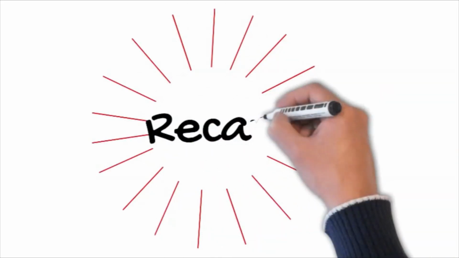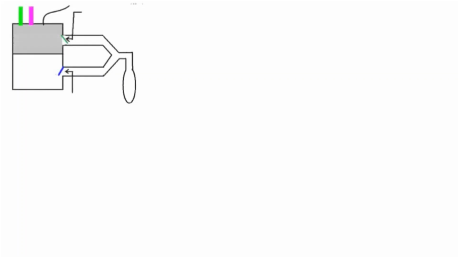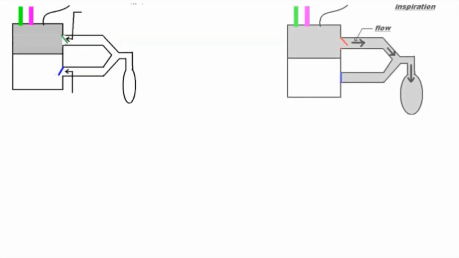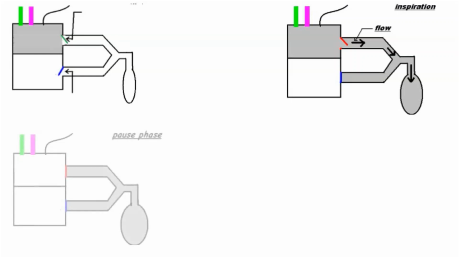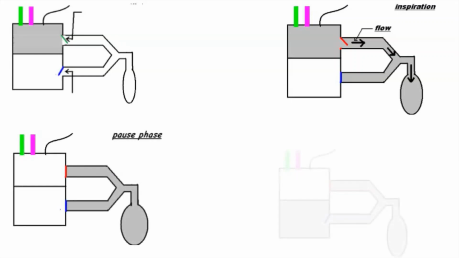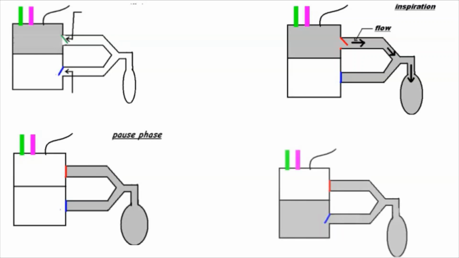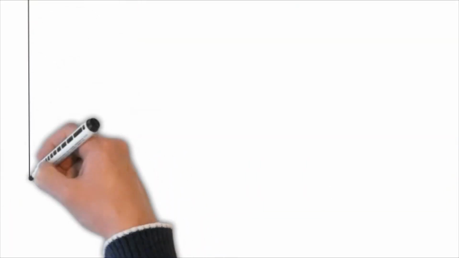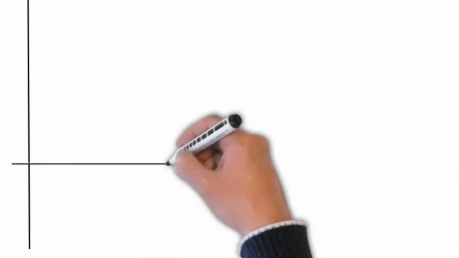Let's have a recap on what we have learned last time. We have learned some parts of the ventilator. Then we have learned how the inspiratory valve controls the inspiration, how the pause phase is maintained, and how the expiratory phase is maintained. Let's try to understand a graph which represents all these phases.